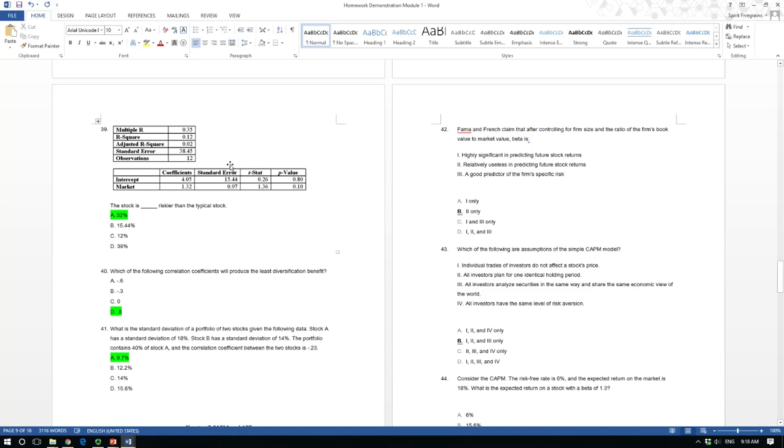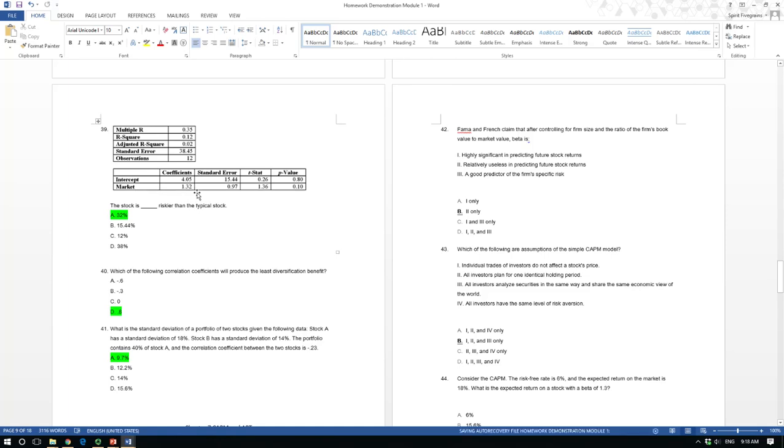Number 39. Now here's a table. You have R square, you have standard errors, you have coefficients. Well, what is that? That is a regression results table. And here the regression is based on the single index market model. We run a regression between individual companies' returns and the market return. The only thing that you need to pay attention to is this coefficient on the market, which is equal to 1.32, and this 1.32 is the beta of the individual company.